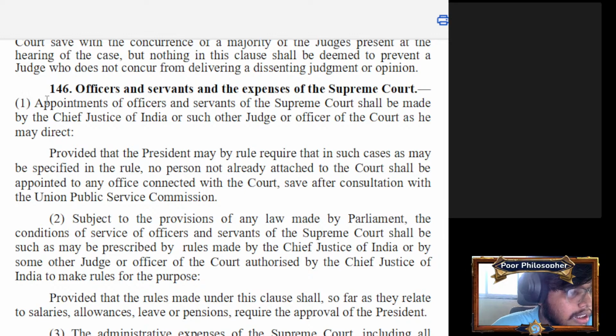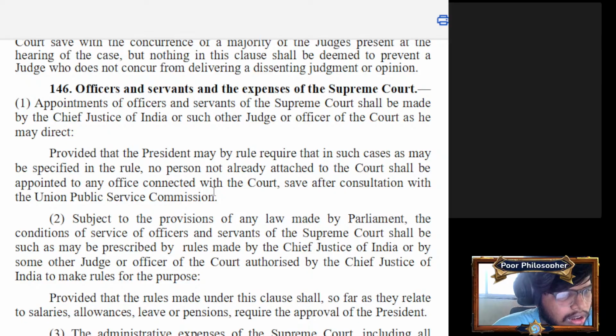Clause 1 of Article 146. Appointments of officers and servants of the Supreme Court shall be made by the Chief Justice of India or such other judge or officer of the court as he may direct. Provided that the President may by rule require that in such cases as may be specified in the rule, no person not already attached to the court shall be appointed to any office connected with the court, save after consultation with the Union Public Service Commission, UPSC.